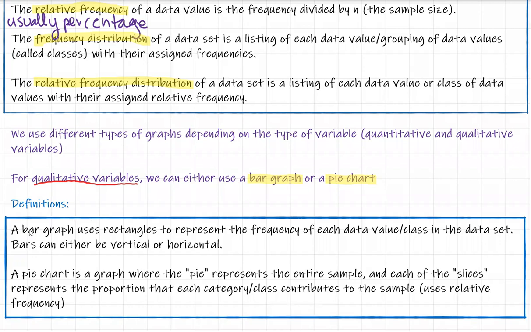A bar graph is a graph that uses rectangles to represent the frequency of each data value or class. When we talk about grouping of data values, we call those classes. We'll talk about this a lot with histograms. Sometimes we like to group data values. So instead of just asking how many times the number 31 occurs, maybe I want to know how many times the numbers 31 through 35 occur. We'll talk more about that once we get to quantitative variables. So with bar graphs, we represent the frequency of each of the data values or classes in the data set using rectangles.